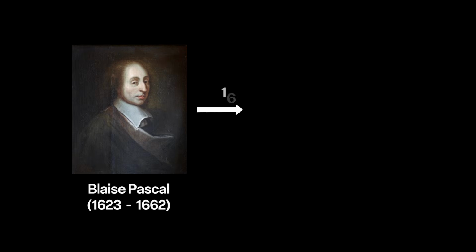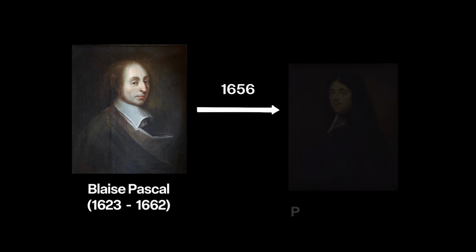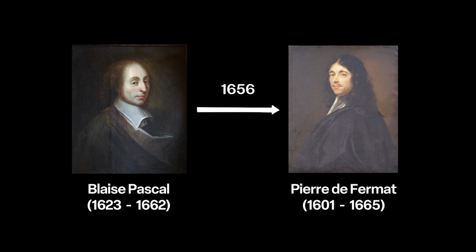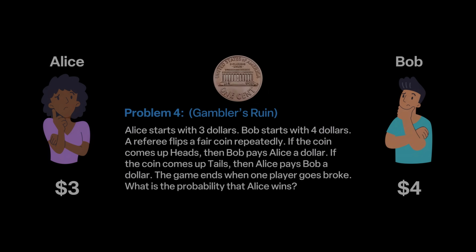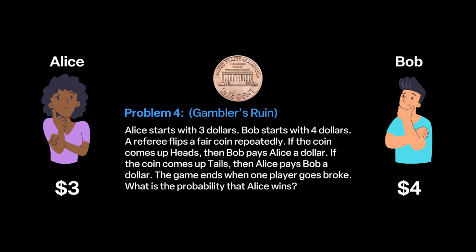This is the famous gambler's ruin problem, introduced by Pascal. In 1656, Pascal challenged Fermat to solve a similar problem. Fermat replied with the correct numerical answer. Back to the problem. Because Alice starts with fewer dollars, she presumably wins less than half the time, but what's her exact probability? Let's draw a state diagram.